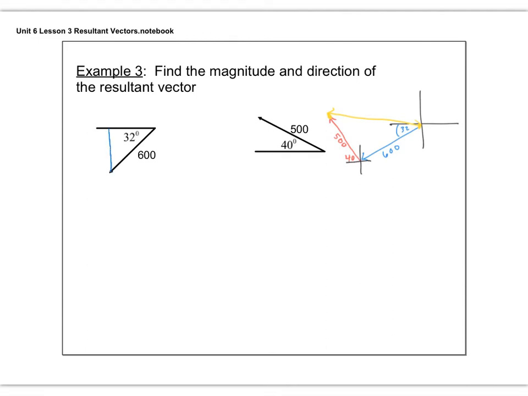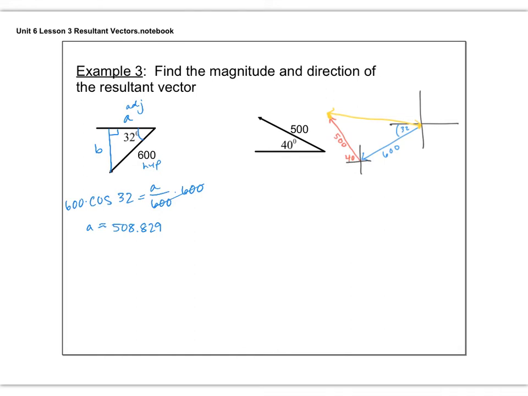So I'm going to draw in a little triangle, and I'm going to call this A and this B, and we're going to do SOHCAHTOA. To find A, I have adjacent. This is adjacent, this is hypotenuse. So I'm going to use cosine as usual. Cosine of 32 equals A over 600. Multiply by 600. And when I type that in my calculator, I get A is approximately 508.829.